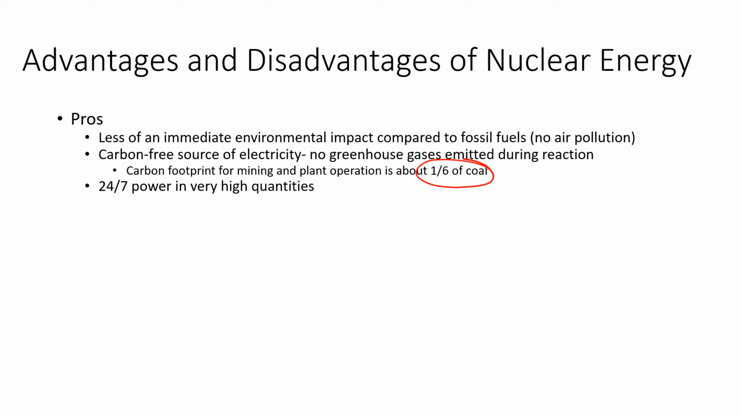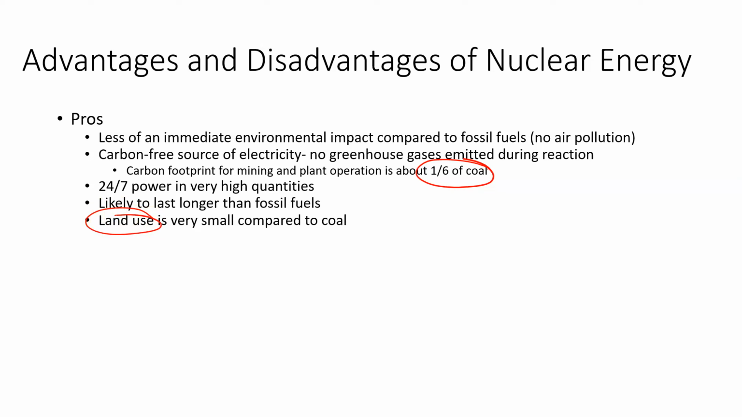Now, like fossil fuels, it is an exceptionally reliable source of energy available 24/7. It's likely to last longer than fossil fuels, and land use associated with it is small because we need so much less fuel compared to coal. A pellet of uranium oxide, for example, is equivalent to several tons of coal, so we end up with a much smaller land use footprint. Now, downsides: it is a non-renewable resource, much like our fossil fuels. We don't have any more uranium than what the Earth has already provided.